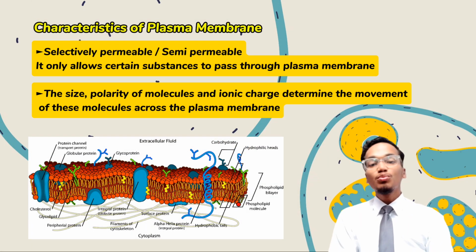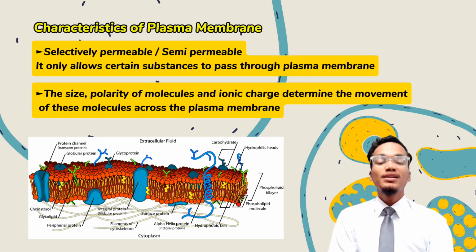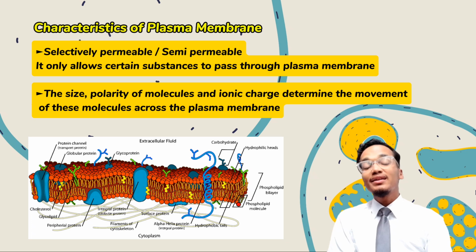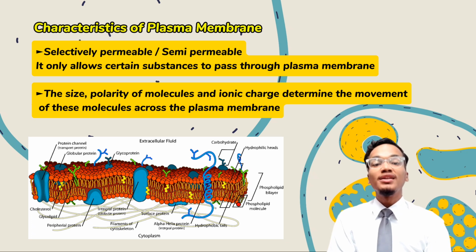Now, we are going to briefly discuss the key characteristics of the plasma membrane. The first key characteristic is selective permeability. The plasma membrane is selectively permeable on what can go in and what can go out, just like the zoo video, meaning it only allows certain substances to pass through. This selective nature ensures that only essential molecules like nutrients enter the cell, while waste products are expelled.